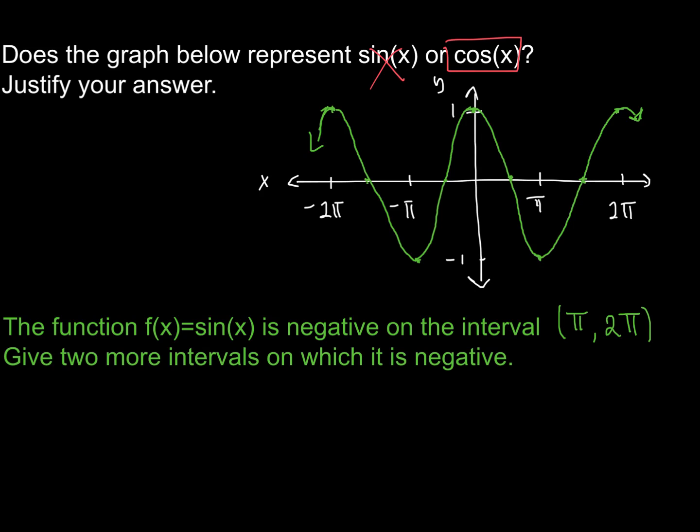We could check some other points, right? Notice cosine of pi is going to be -1, sine of pi would be 0, and so again we are confirming that this is cosine of x.